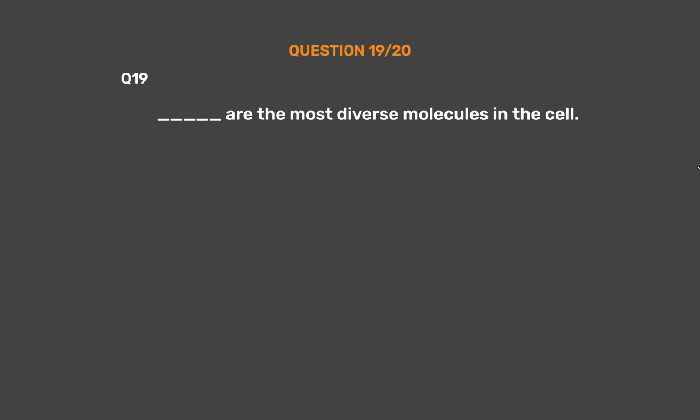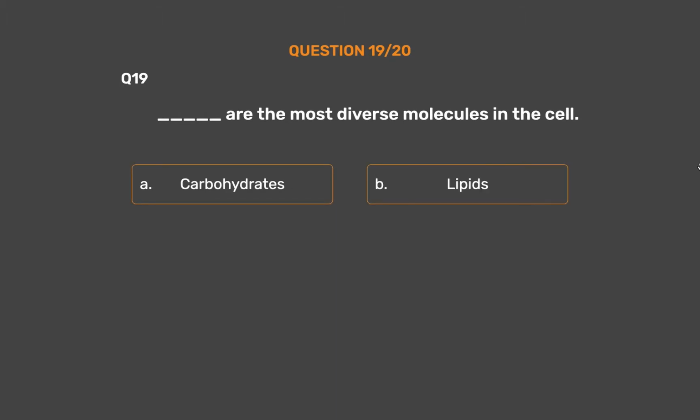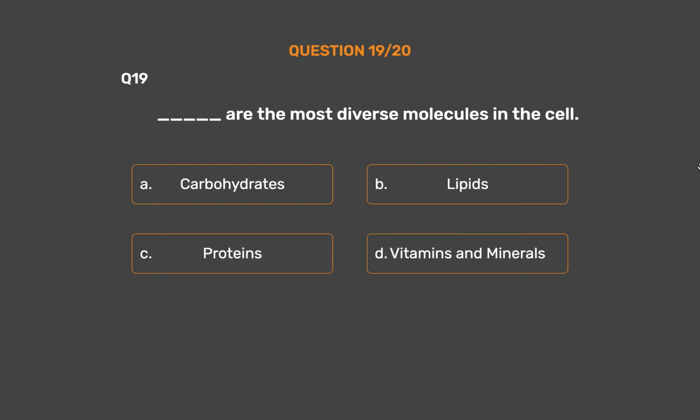Question number 19. Underscore are the most diverse molecules in the cell. Option A. Carbohydrates. Option B. Lipids. Option C. Proteins. Option D. Vitamins and minerals.